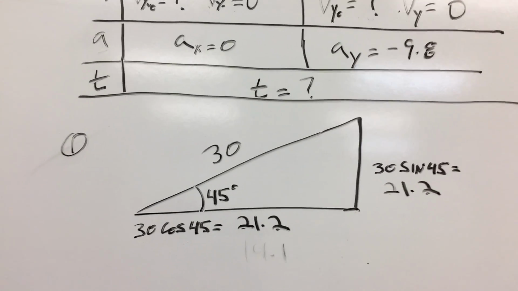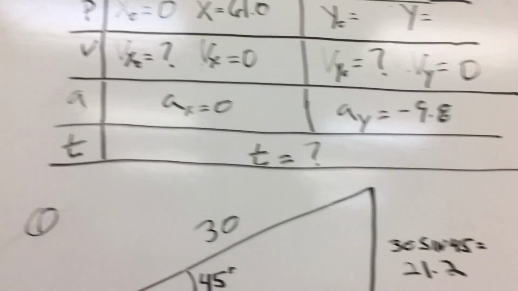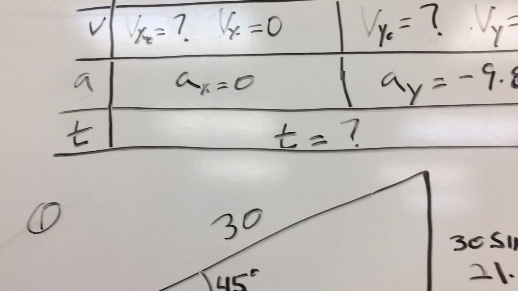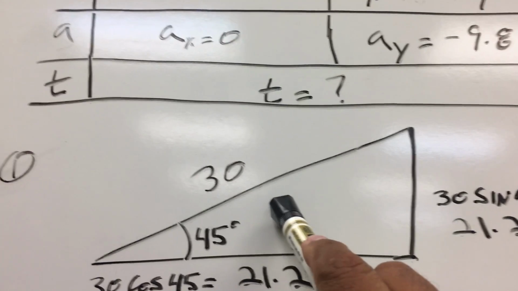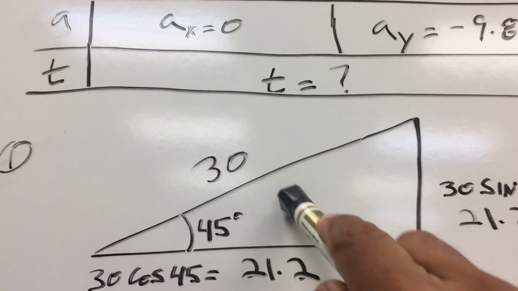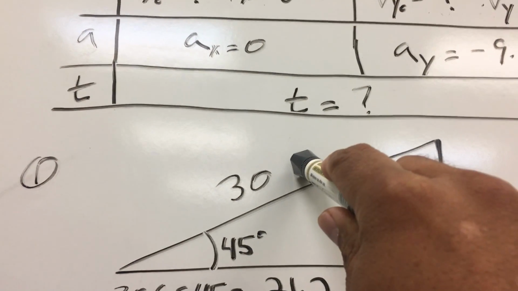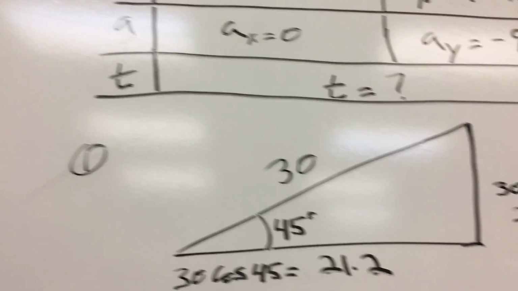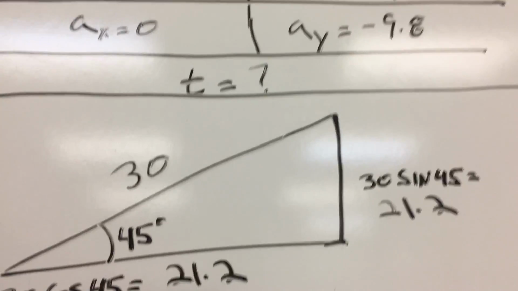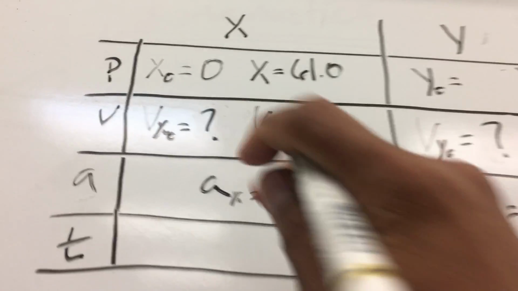Okay, the first step we're going to do, we're going to get the velocity for X and also Y right here. So we have the diagram right here. We have 45 degrees, and then the velocity of 30 meters per second. We go 30 cosine 45, we get 21.2. So we'll go ahead and punch that in up here.